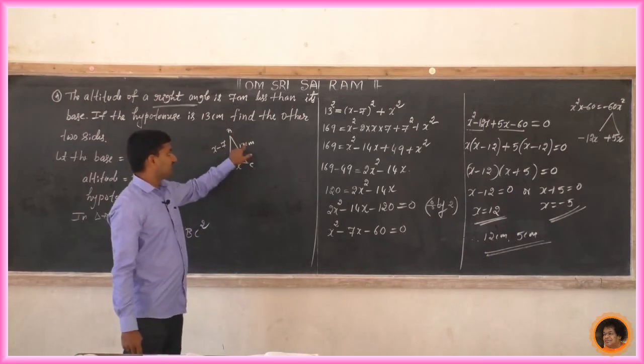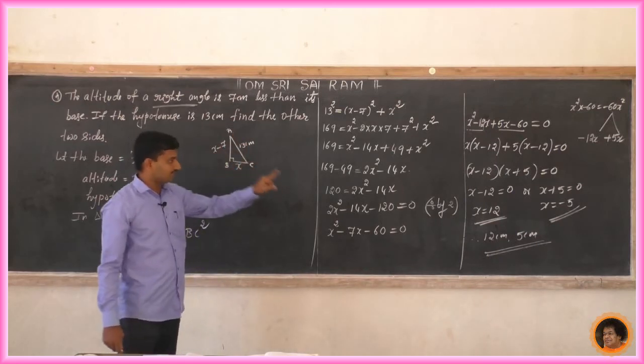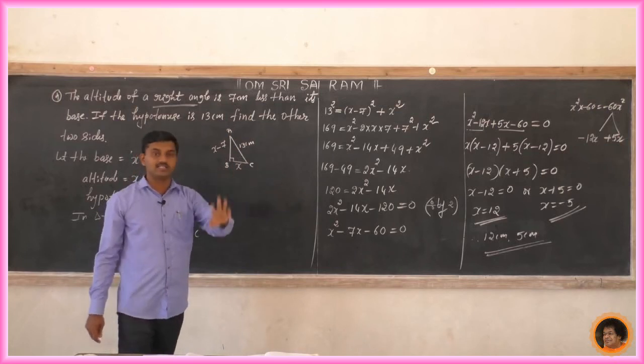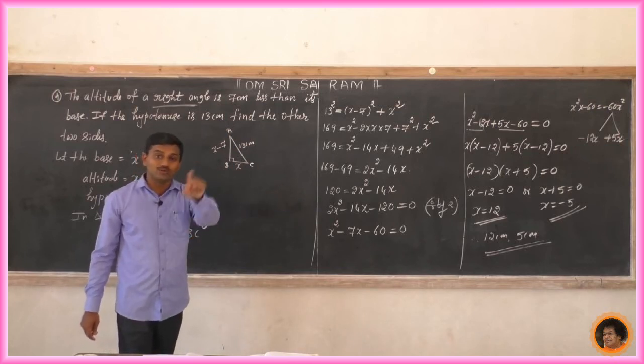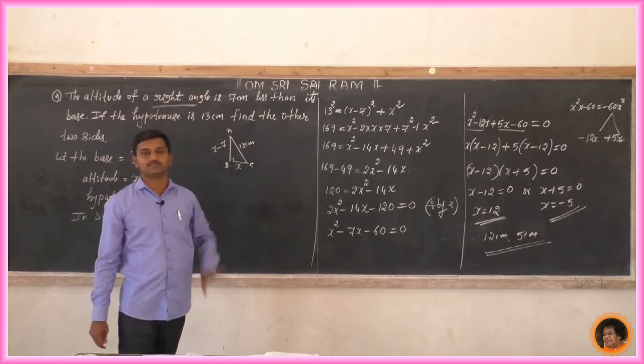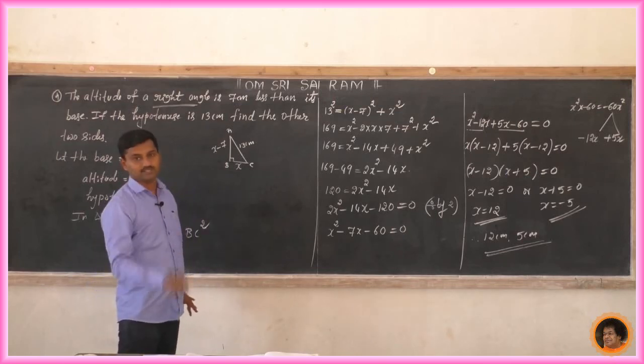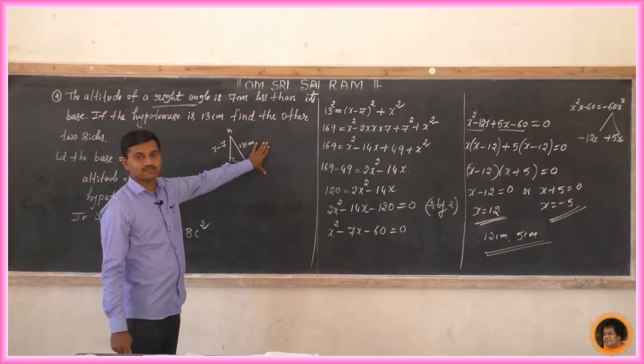So here AC is 13 and the other two sides are 12 and 5. 13, 12, 5. So these are the Pythagorean triplets. So I think it is clear.